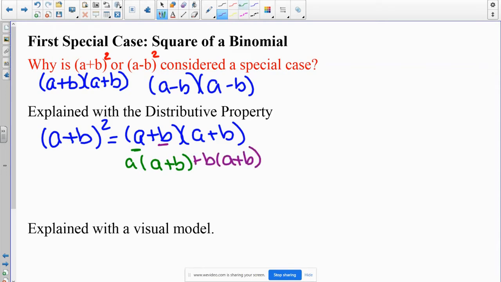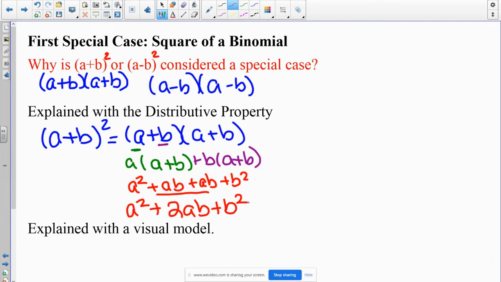Well, mathematically, if we work this out, it would be a times a, which is a squared. And then you would get a times b, which is ab. And over here you get b times a, which I like to write in alphabetical order, ab, and then b times b, which is b squared. And then remember, we just did this in the last lesson. When you're multiplying two binomials, you can combine those two middle terms. So we end up with a squared plus 2ab plus b squared.